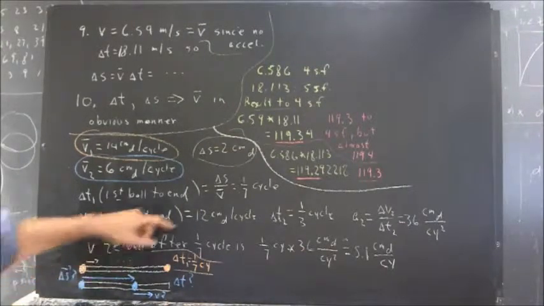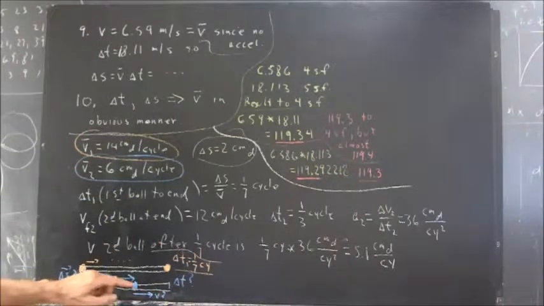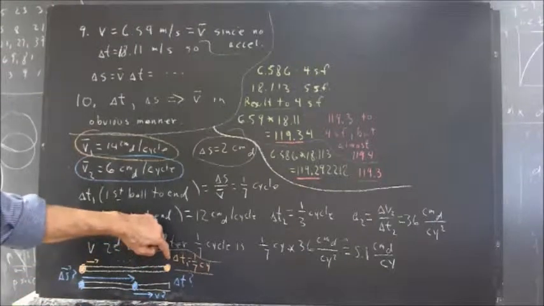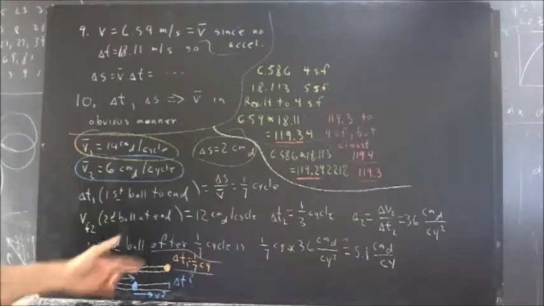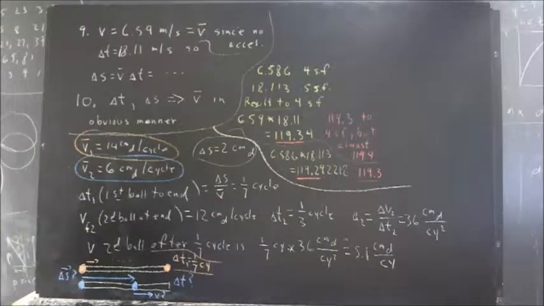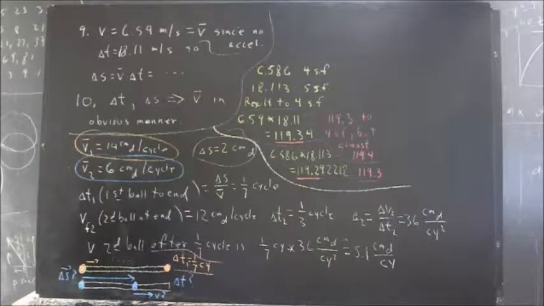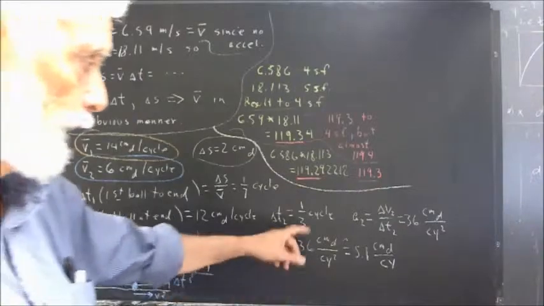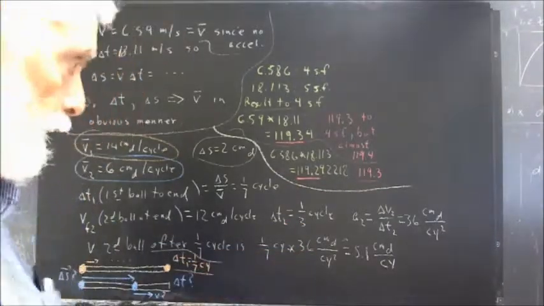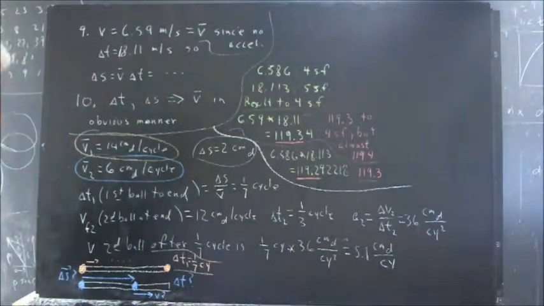So after 1/7 of a cycle, and again, where it is here and how far it goes here, remember that here is where it is when this ball reaches the end of its ramp. So that's going to take 1/7 of a cycle. So the velocity of the second ball after 1/7 of a cycle is what? Well, 1/7 of a cycle, that's your time interval. We multiply that by the acceleration, and we get approximately 5.1 centimeters per cycle.